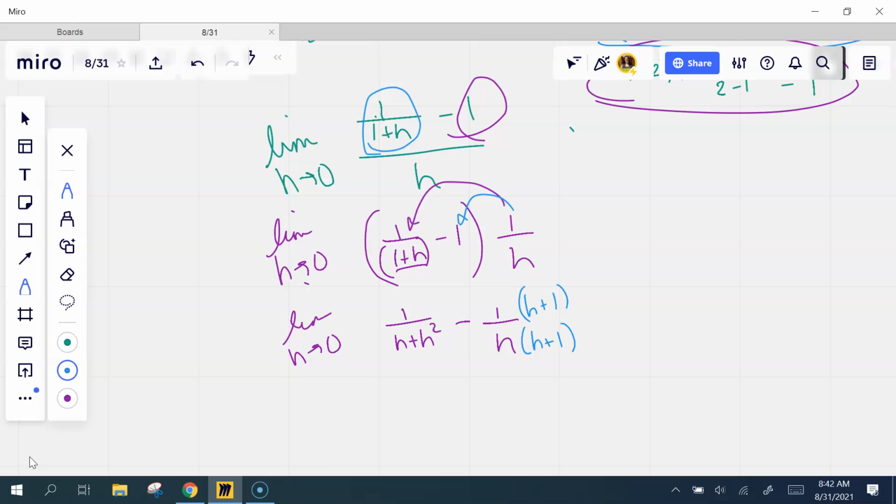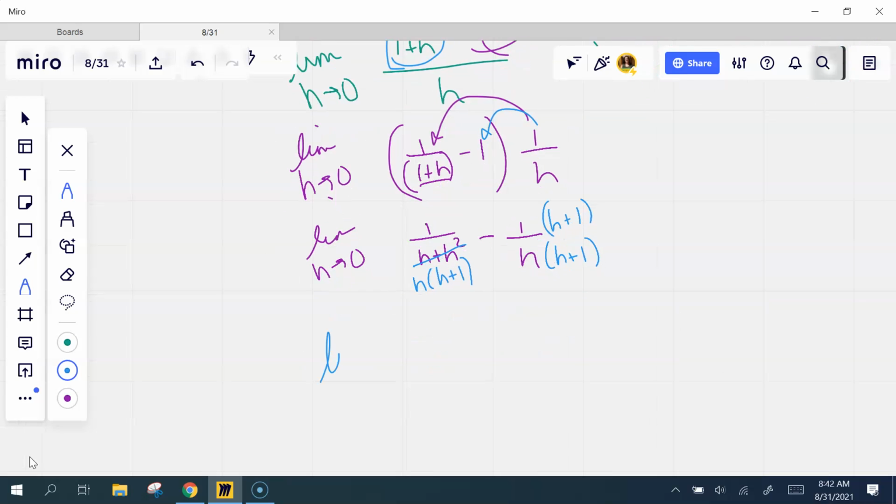Right? I want it to look like this. This is really h times h plus 1. It's got an h. I need it to have an h plus 1. Okay, so now you only have an h down there. Notice this is no longer calculus. I am just algebraically manipulating, combining fractions, going through trying to find a common denominator.